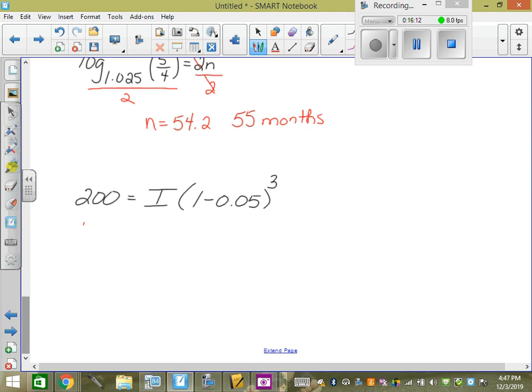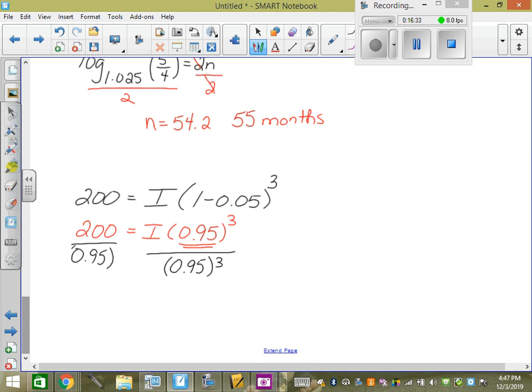Literally just put together what you know. So you have 200 equals I, 0.95 to the 3. Please, because this is below 1, we know it's decreasing. Please don't go y1, y2. This is just I times this. So just go 0.95 to the 3 and divide it over. So we're going to go 200 divided by 0.95 to the exponent 3. And we're going to get 233.27, which means we had 233 fish initially.